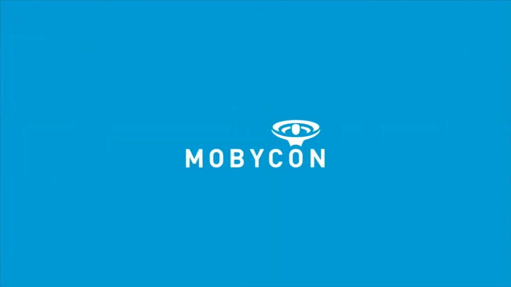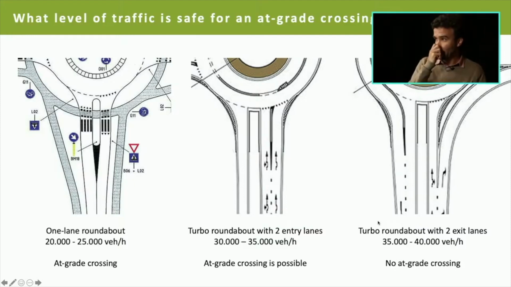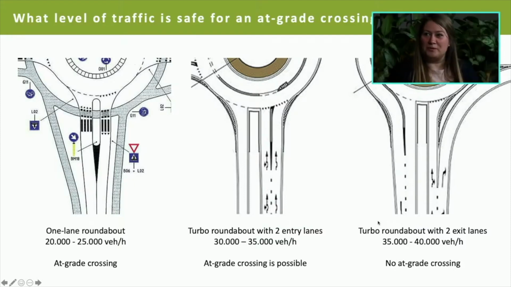So we've got a slide that shows 3 types of roundabout. So the first one on the left, can you speak to that one? Yeah, so that's the one-lane roundabout. That's the most typical roundabout in urban areas, at least. You have one entry lane, one exit lane, so you only have to cross about 4 meters. That's a normal crossing distance for people to cross. So an at-grade crossing is possible there.